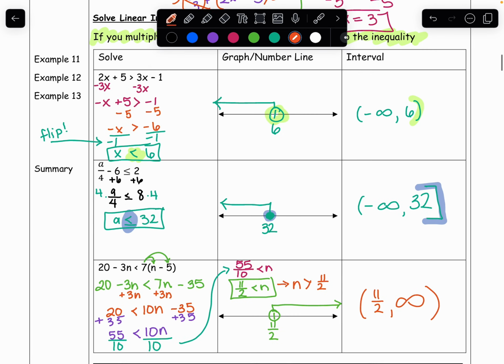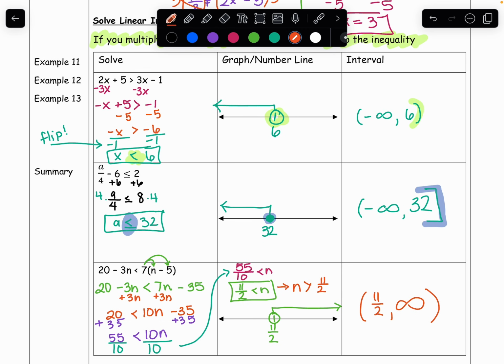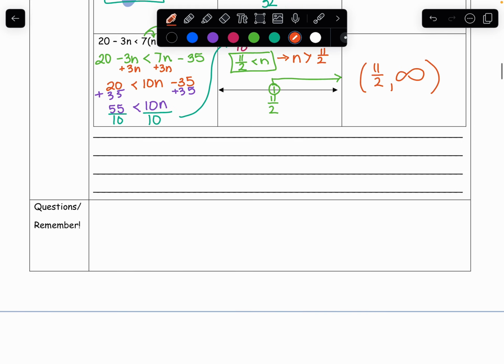Okay, so that was solving inequalities, kind of bringing everything together we've seen so far. What you're going to do is a quick summary, put questions or things to remember. I would put flip the inequality if you multiply or divide by a negative. Closed circle is brackets, open circle is parentheses, and stuff like that.